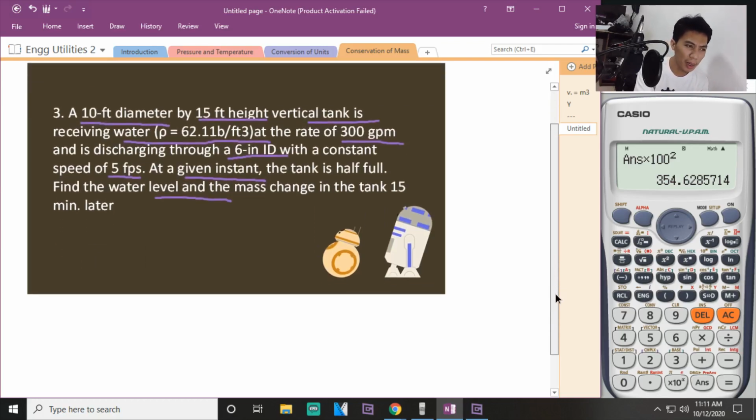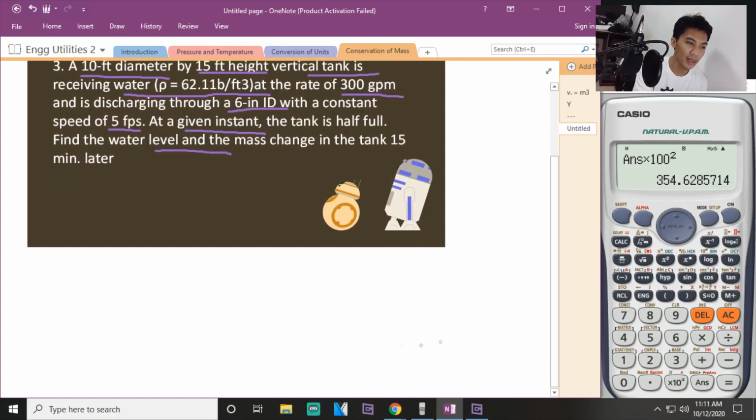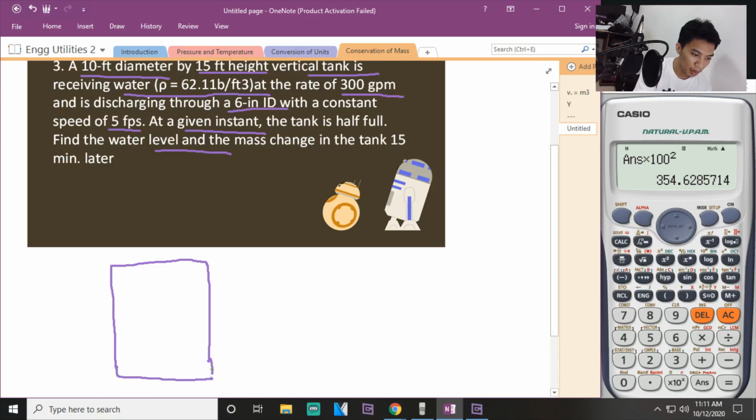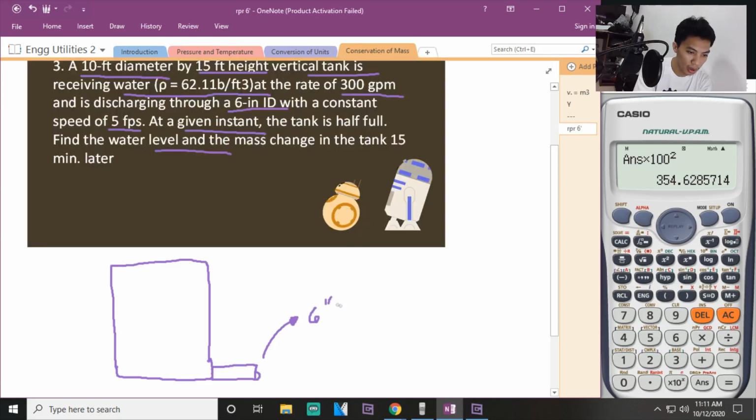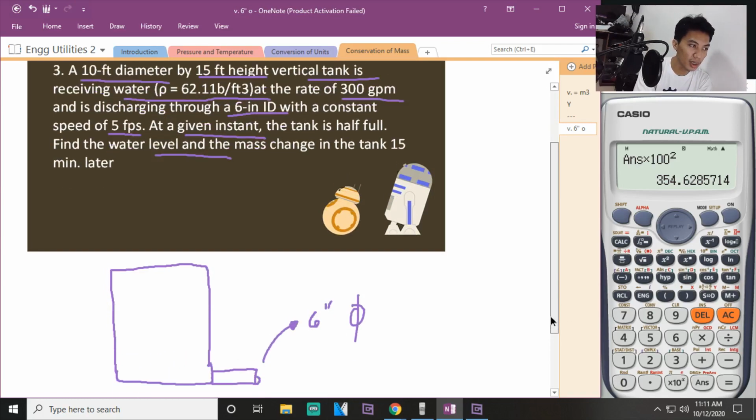Okay? Paano ba yan? Hindi ko alam solve yan. Hindi, joke lang. Okay, class, ganito. Mas maganda kasi dinodrawing yan. Okay? Ito yung tanke mo. Tapos meron ka daw ditong discharge pipe. Discharge pipe na to, 6 inch ang diameter. Ganyan ang sabi dyan. Then, gano'n siya kataas.